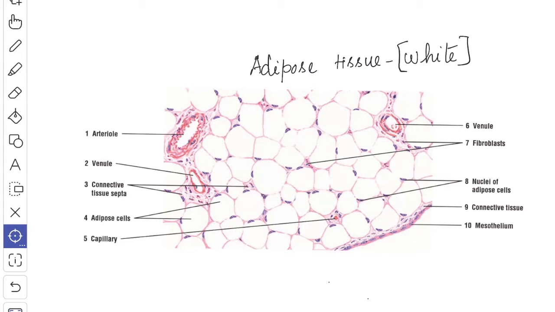Next, we'll see about the adipose tissue. The adipose tissue is basically an aggregation of fat cells which are also known as the adipocytes. It is found subcutaneously throughout the body except over the eyelid, the auricle, the penis and the scrotum. When you see the distribution, it is present in the superficial fascia over most of the body, and this subcutaneous layer of fat is called the panniculus adiposus.